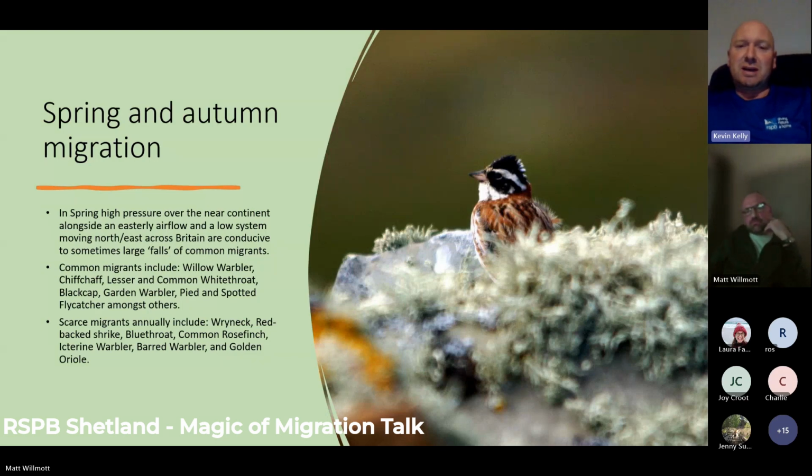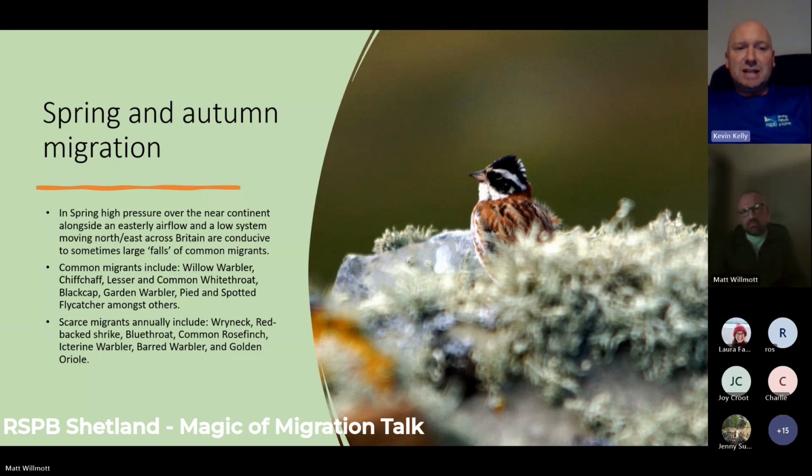They're the two main segments, if you like, of a bird's calendar in terms of movements. And sandwiched in between that is obviously the breeding time for those birds that are sexually mature. And the two very different types of migration as well.